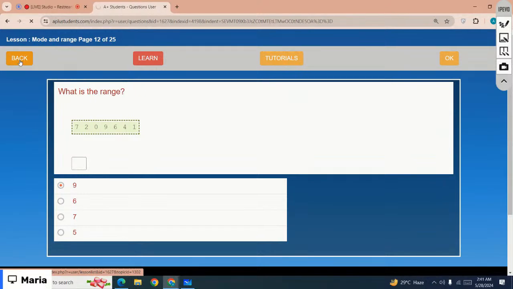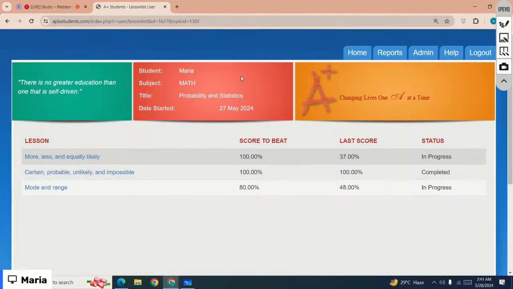So we were working on grade 1 math. The chapter we're working on is probability and statistics, and the lessons we have covered today are more, less, and equally likely; certain, probable, unlikely, and impossible; mode; and range. So please make sure before the next session you complete all the practice questions for the lessons we did today. That is your homework until the next session.